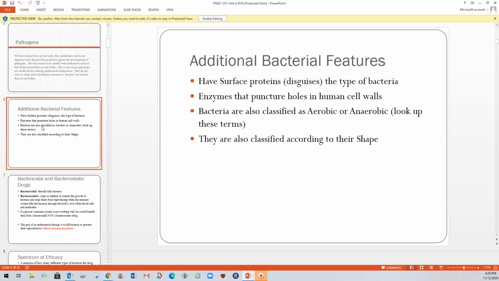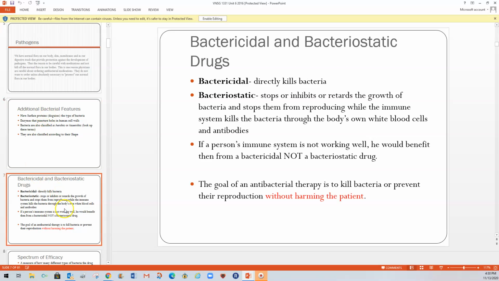These proteins disguise the type of bacteria. They have enzymes that puncture holes in human cell walls, and they're classified as anaerobic or aerobic, which is without and with oxygen. And they're classified according to their shape.